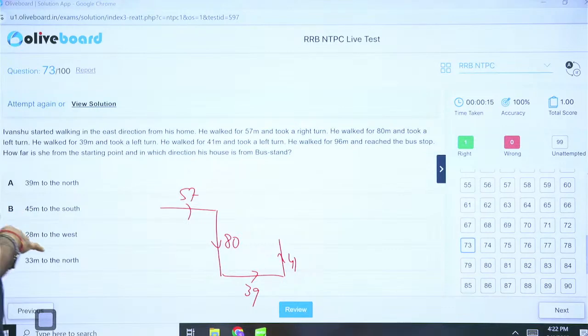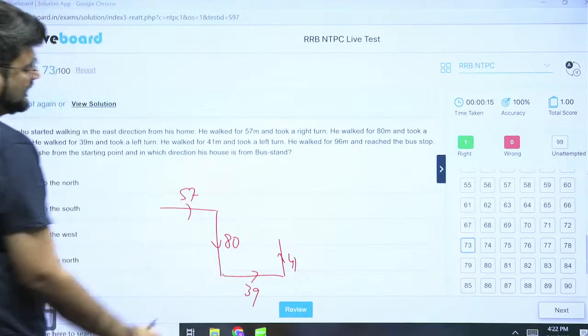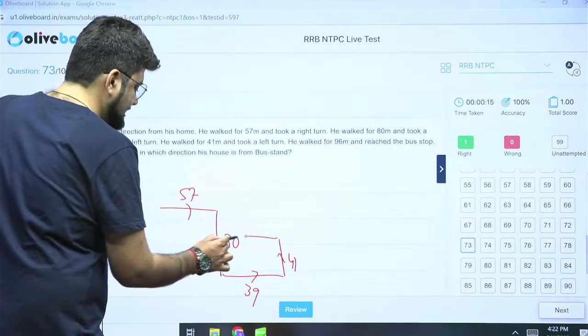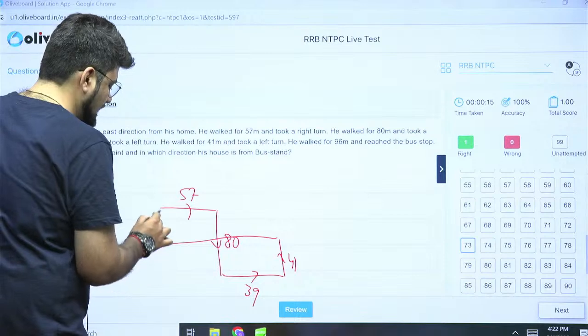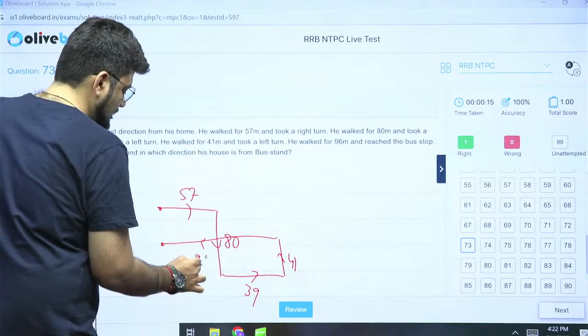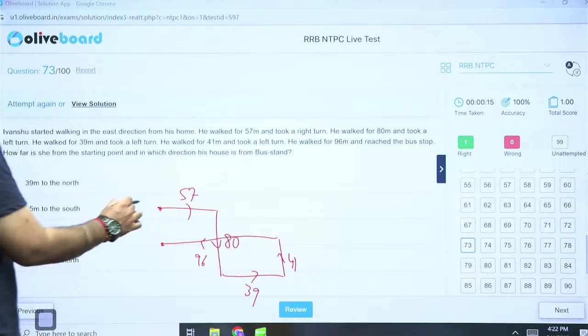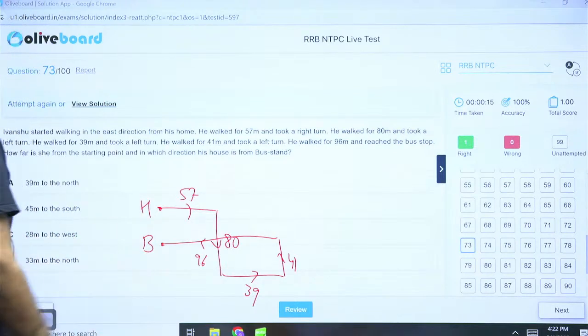Walked for 96. Now 57 and 39, add this first. So you get exactly 96, right? If he is walking for 96, he is basically coming exactly here, below the starting point. This is the bus stop. So this is his home, this is his bus stop.